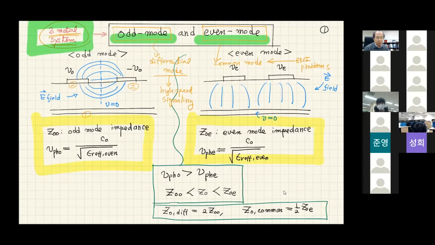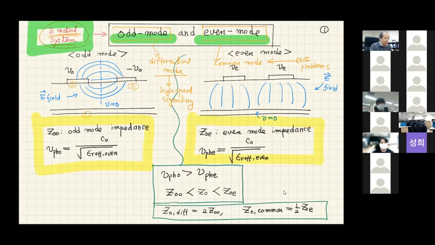In the single-ended transmission line, we have only a single 50 ohm line impedance and a single propagation speed. And propagation speed depends on the dielectric material, the dielectric constant. But the interesting thing is that in the three-metal system, we have odd mode impedance and even mode impedance, and odd mode propagation velocity is different from even mode propagation velocity. Let's assume you have a 10-metal system, then you're going to have a very large number of modes. So that is a little bit difficult compared to a single-ended transmission line.